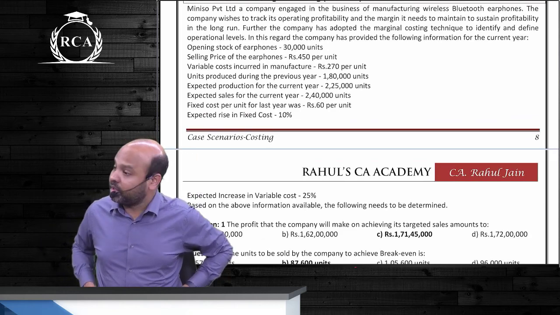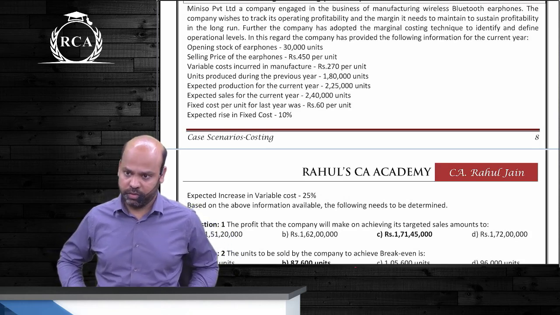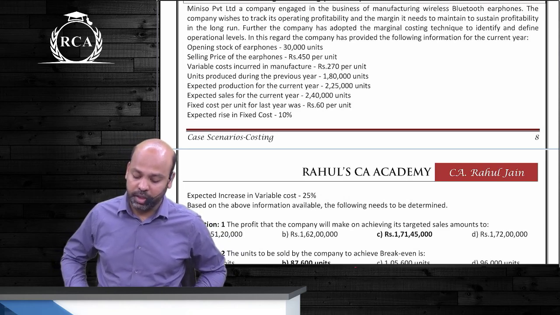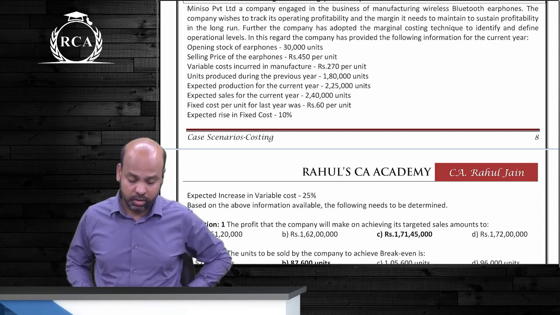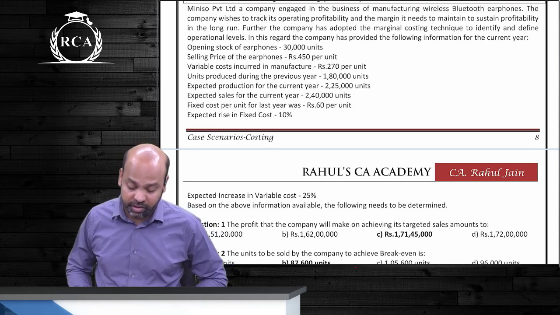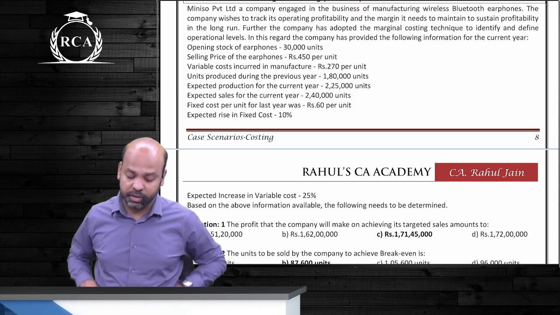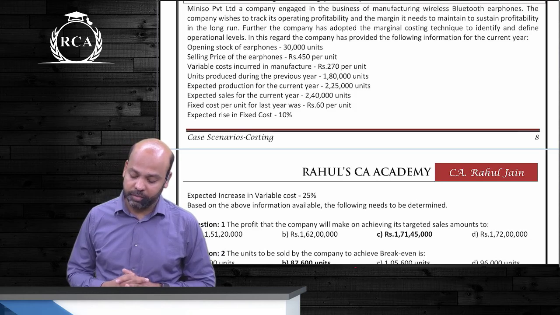Miniso Private Limited is a company engaged in the business of manufacturing wireless Bluetooth earphones. The company wishes to track its operating profitability and the margin it needs to maintain to sustain profitability in the long run. Further, the company has adopted marginal costing technique to identify and define operational levels. In this regard, the company has provided the following information for the current year.